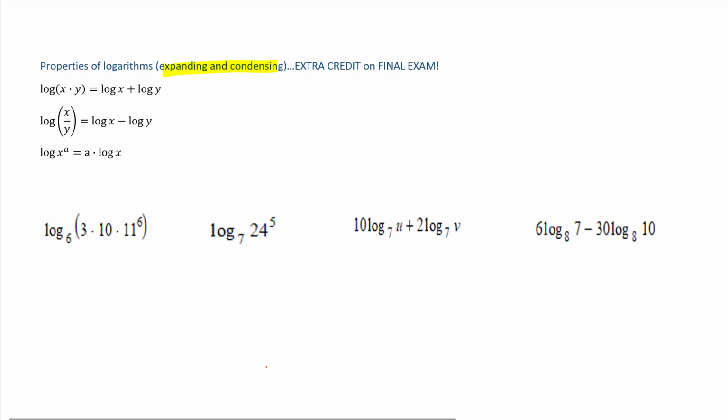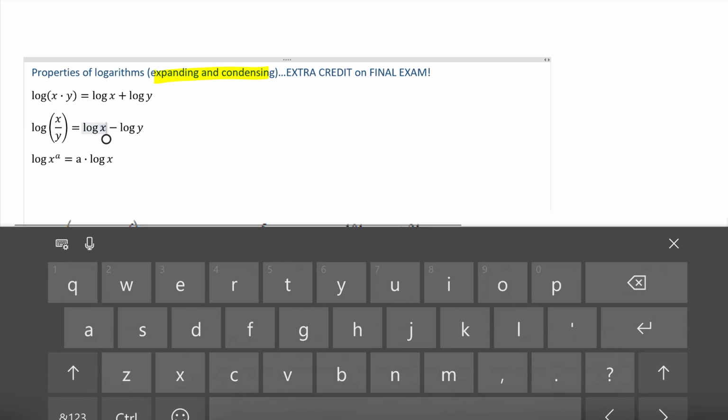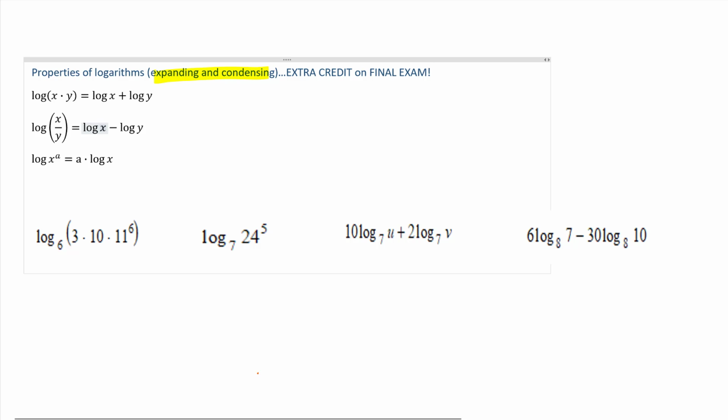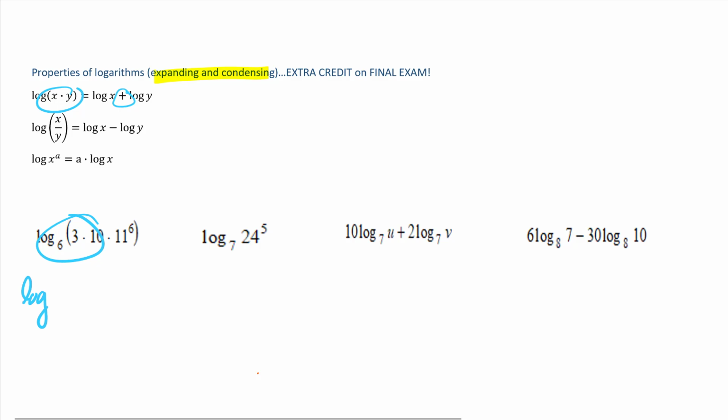Okay, so we have log of x times y. If we are taking the product of two numbers inside a logarithm, then we can actually separate that out by addition. So if I'm multiplying two numbers inside of a logarithm, then I can separate that out into two logarithms where I'm adding them together. And I can see that being applied right here. So these first few that I'm looking at, I can separate this out as log base 6 of 3 plus log base 6 of 10 plus log base 6 of 11 to the 6th power. Okay? So that one has been applied pretty easily.